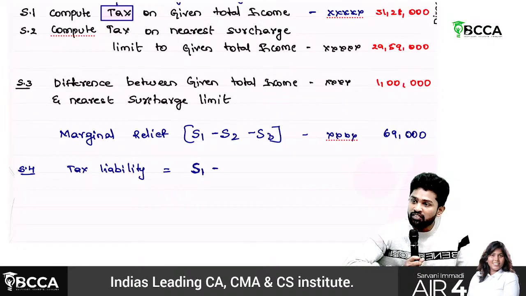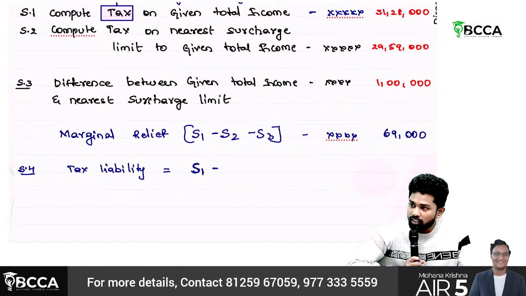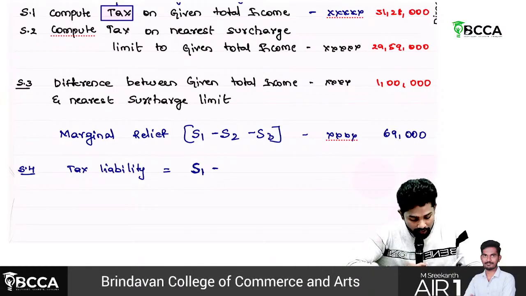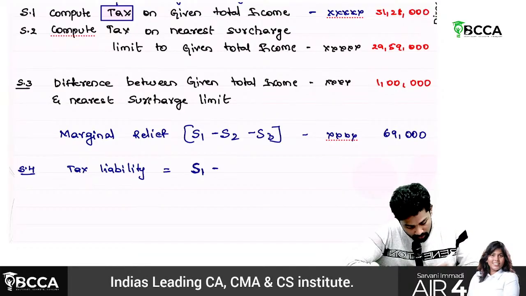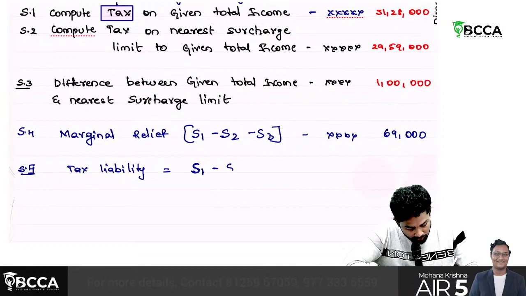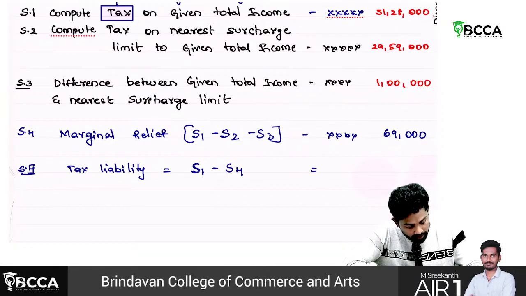In the name itself it is saying relief. Relief, should it be added or subtracted? It should reduce our pain, only then it is called relief. So that's why we should subtract marginal relief. Step 4 will give marginal relief, and this will make step 5: step 1 minus step 4. Then we'll get the tax liability.